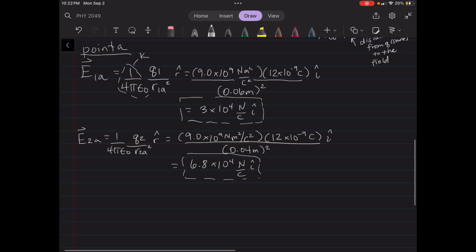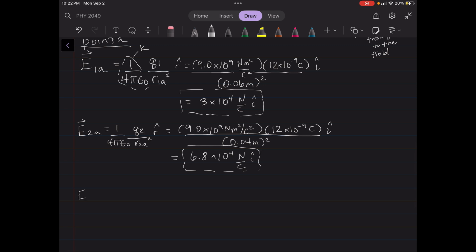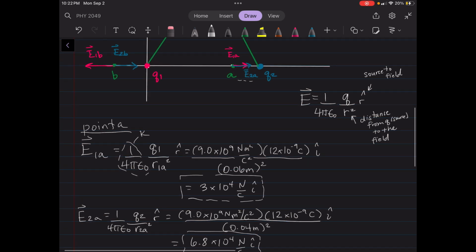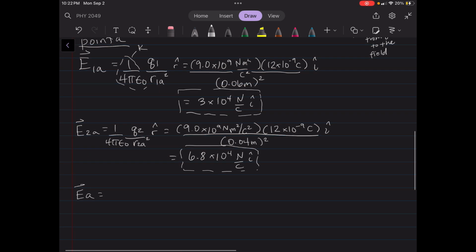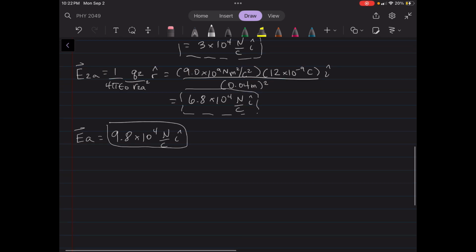All right, let's find the total field at A. We're going to add those two numbers together since they're both in the positive I hat direction, right? My resulting vector should be in the positive I hat direction. And when I add those together, I get 9.8 times 10 to the 4 newtons per coulomb in the I hat. Okay, easy. Okay, let's work on point B now.